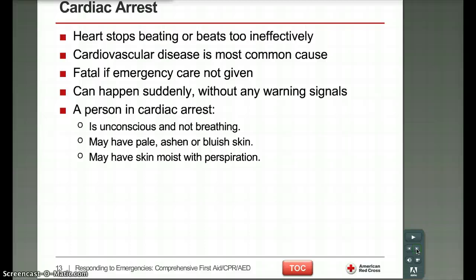A person in cardiac arrest is unconscious, not breathing, may have pale, ashen or bluish skin, and may be moist to the touch because of the perspiration or the shortness of breath that they had before the cardiac arrest. But it is definitely a life-threatening situation that does require immediate medical help.